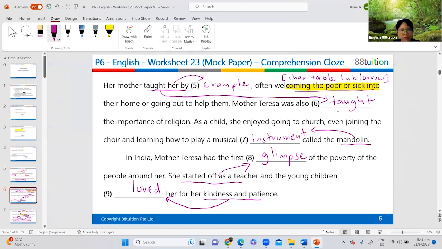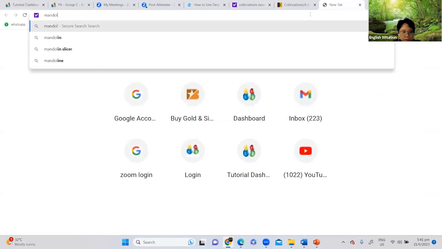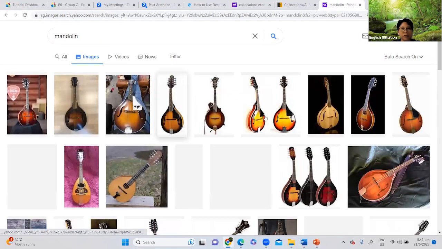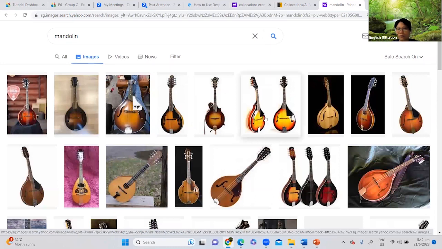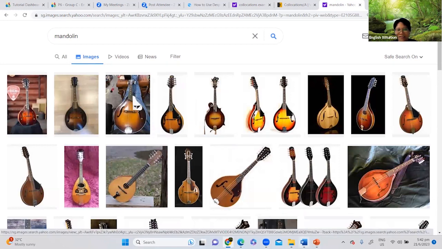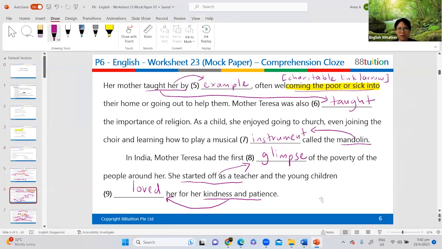She was also taught the importance of religion, right? As a child, she enjoyed going to church, even joining the choir and learning how to play a musical instrument, because it's a mandolin. If you look at the mandolin here, right? Okay, that's a mandolin. Rare, right? I don't play guitar, but it looks very nice. If you're playing this, then it's a very interesting thing to go and play an instrument.